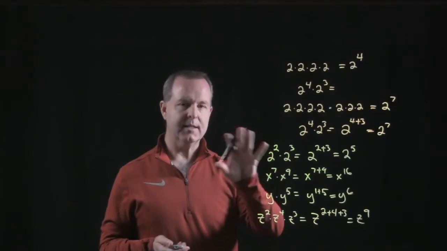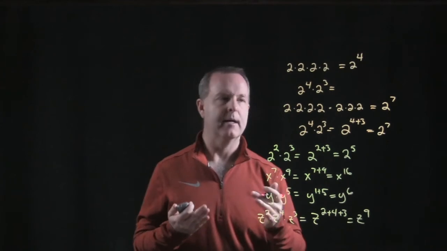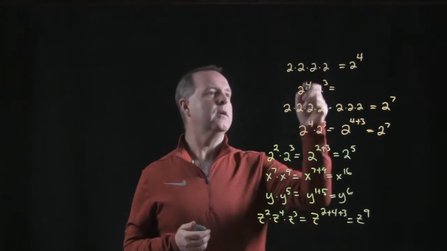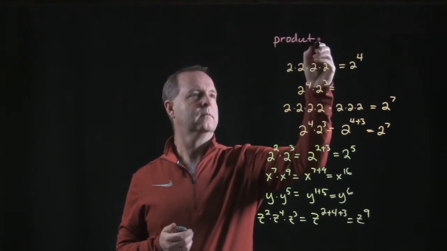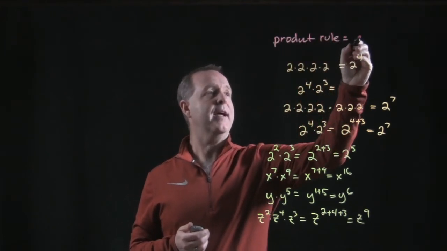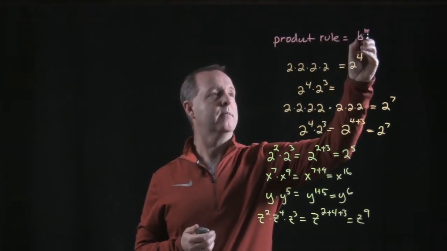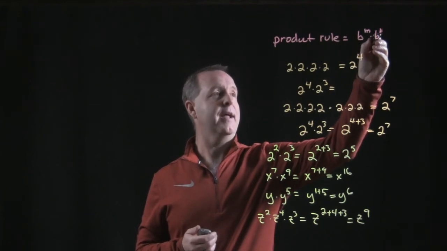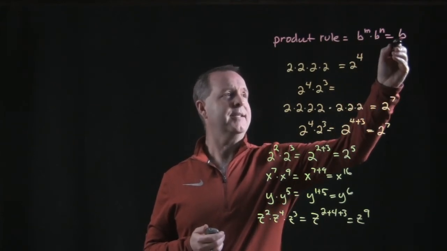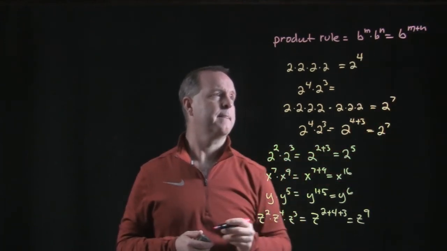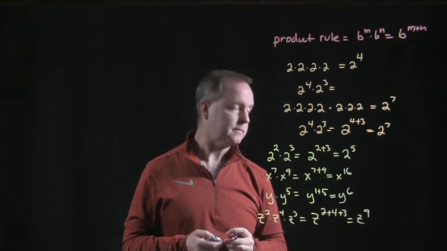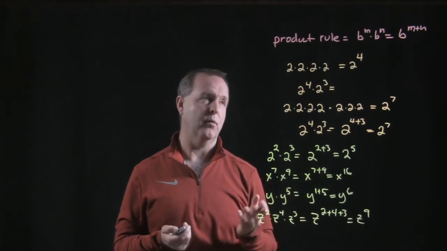To give this illustration a name, we call it the product rule, which states that if I have some base b to the m times the same base to a different exponent, I maintain the base and I add the exponents. It's called the product rule that we use here with our exponents.